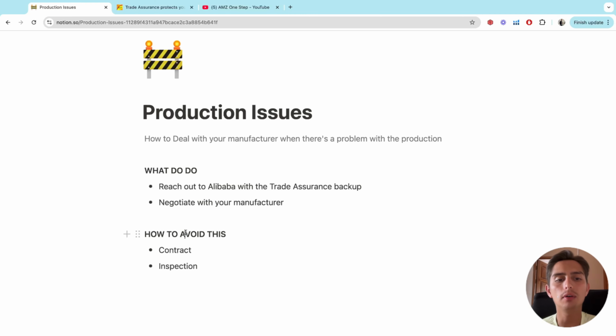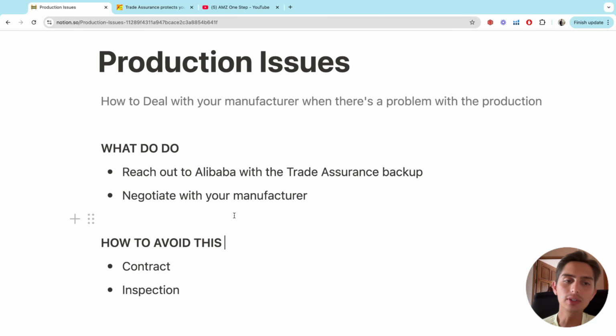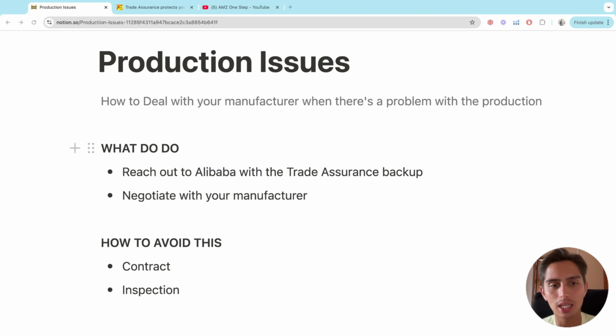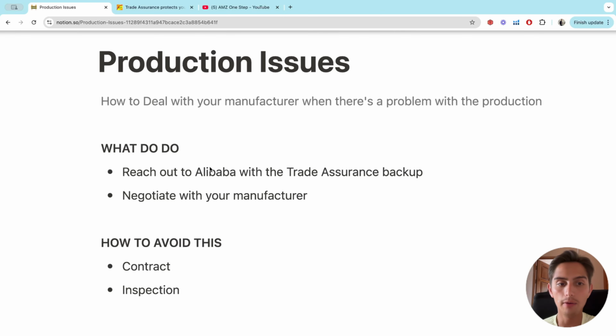Now, how to avoid this? This is in the case if you already made the mistake of not having a contract or inspection. So we just talked about what to do, but now we're gonna talk about how to avoid this. Okay, so that's basically what you should be doing right now if you run into any production issue. But if you wanna avoid this in the future, the first thing that you have to do is have a contract. Okay, have a contract and inspection.